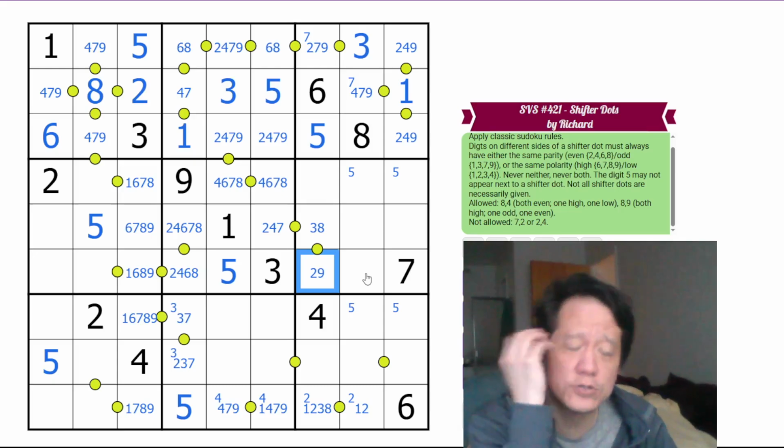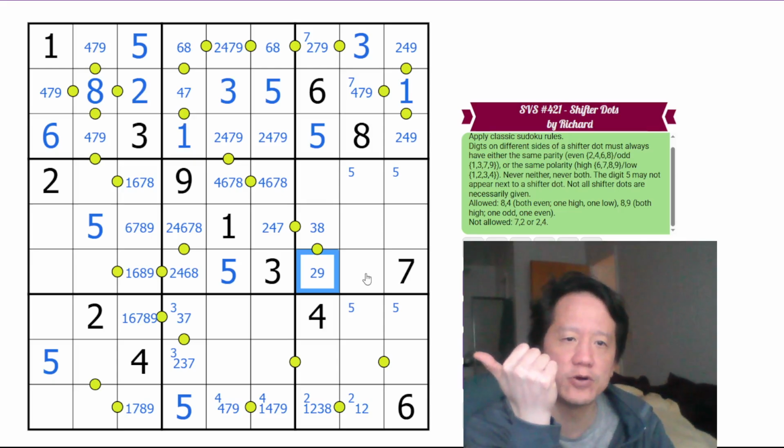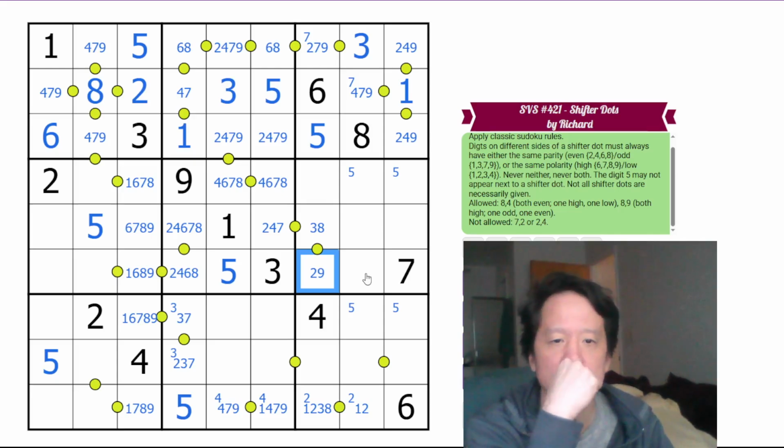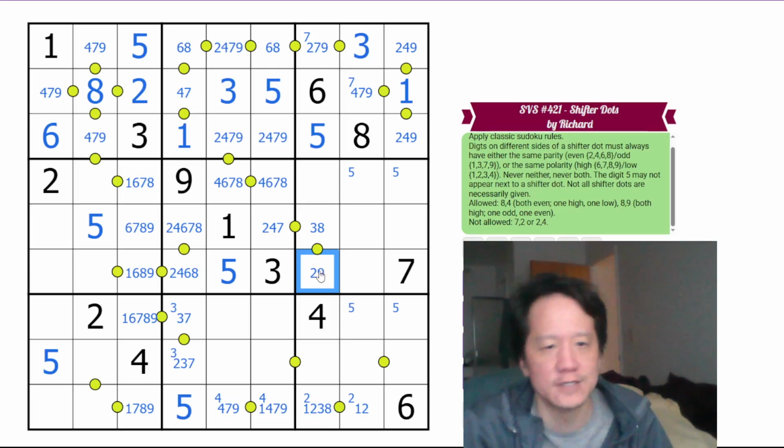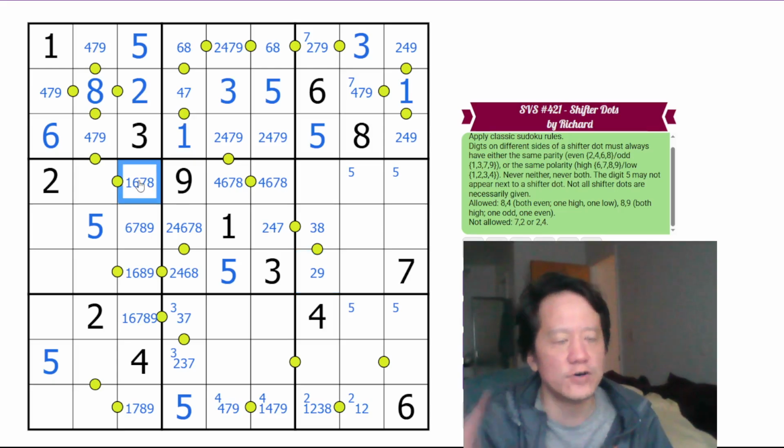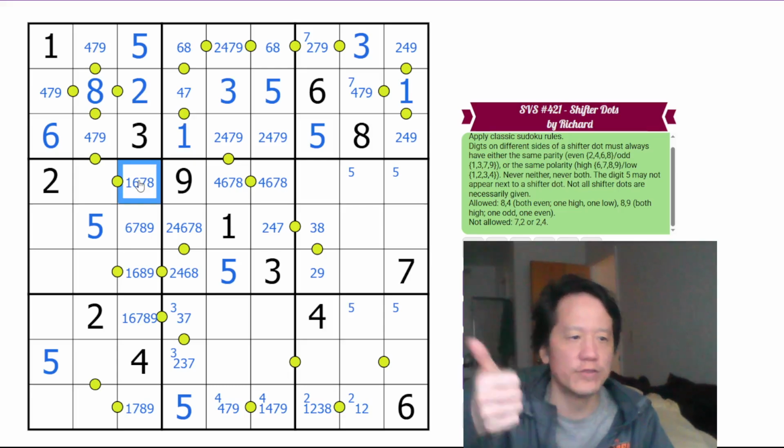So it's either 2, 4, 7, 9, so it's either part of a set of 2, 4, 7, 9, or it's part of a set of 1, 3, 6, and 8, right? Okay, so for shifter dots, you'll always sort of alternate between the sets 1, 3, 6, 8 and 2, 4, 7, 9, right?